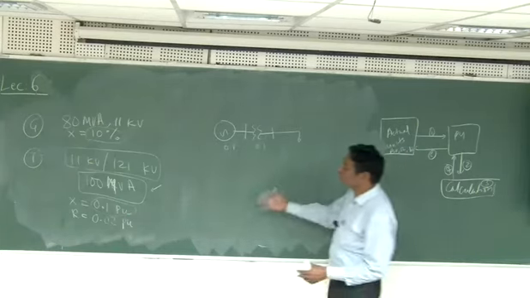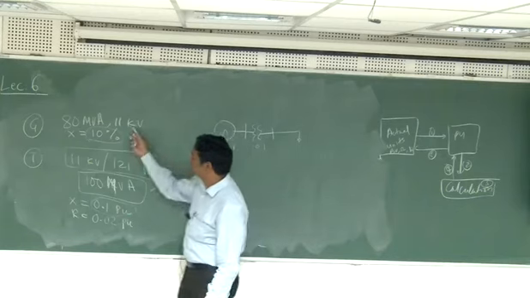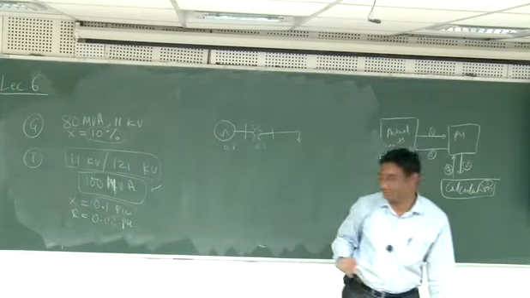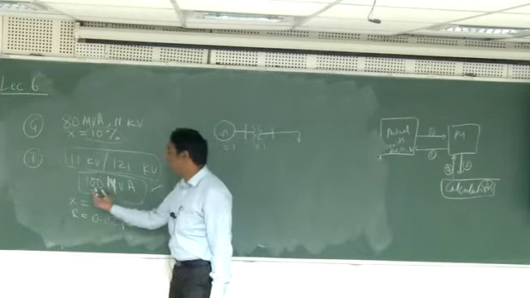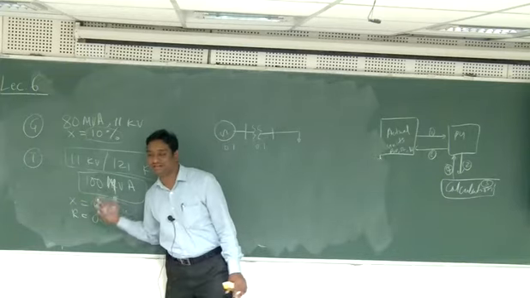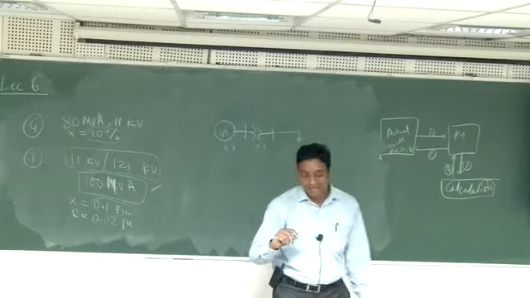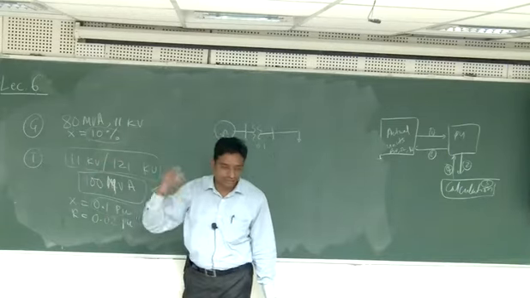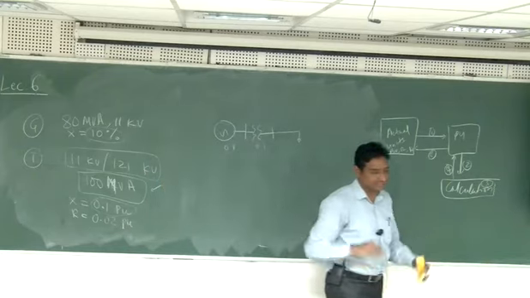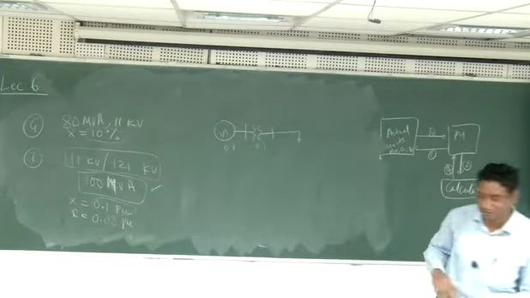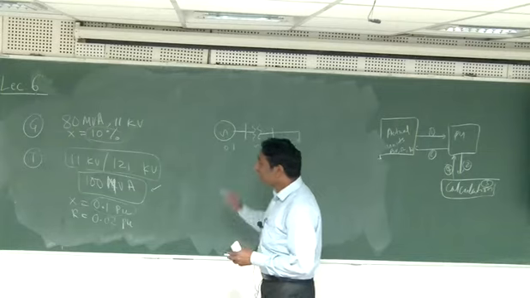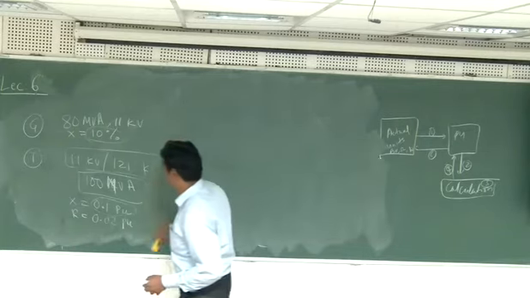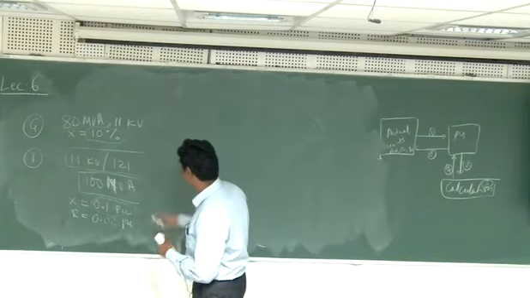So which one will you select? Luckily, our 11 kV and 11 kV voltages at least match. Since 100 is a round number, we can say I will choose 100 MVA for the entire problem. Then this will remain 0.1, whereas this 10% you have to change over to that base, and then you can put them in the circuit. So I'll quickly derive how you can change. I'll just keep it like this.